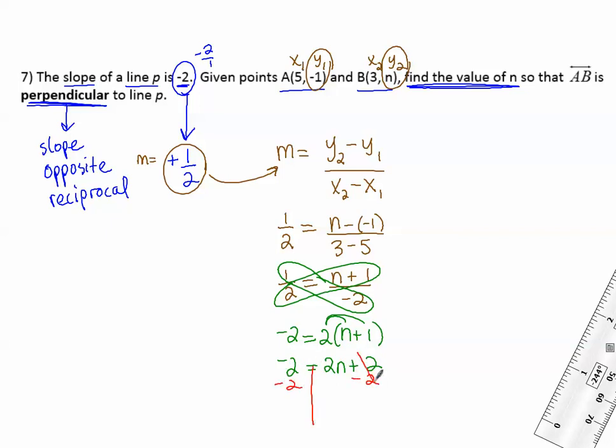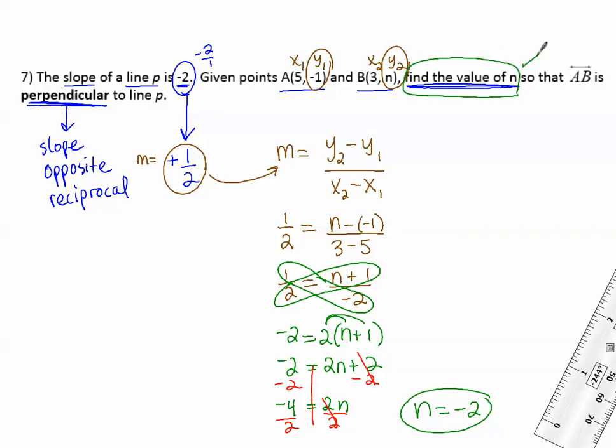Subtracting 2 on both sides leaves us with -4 equals 2n. And then we divide both sides by 2. So n equals, see n is by itself, -4 divided by 2 is -2. n is -2. They told us find the value of n, and we've done that.